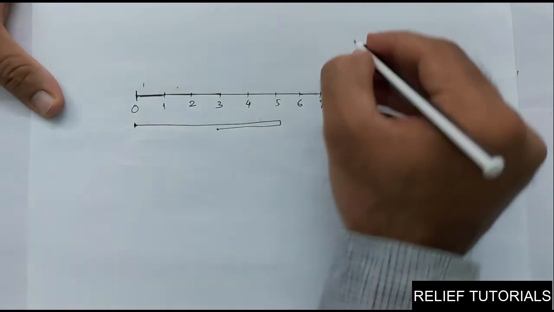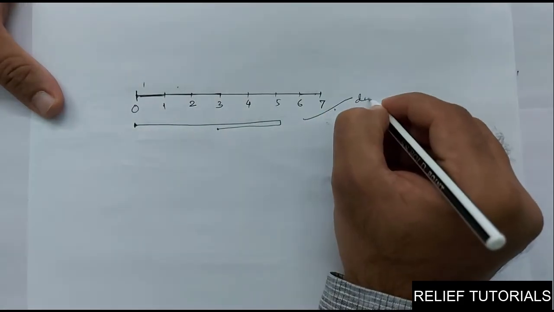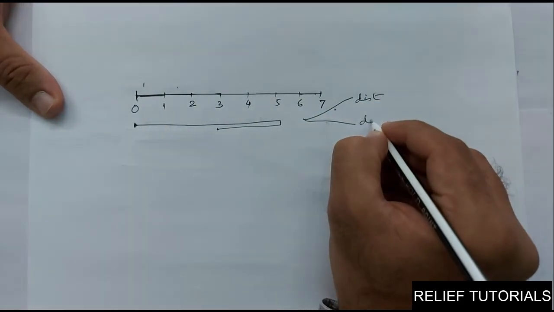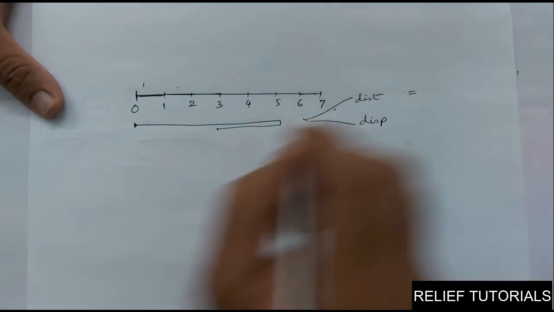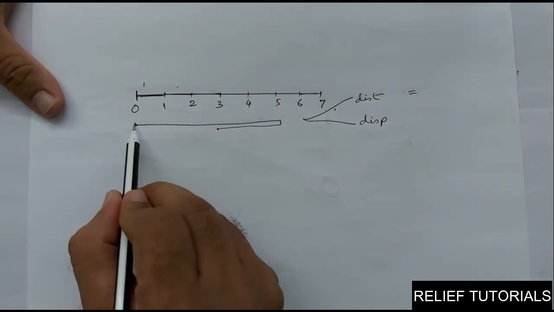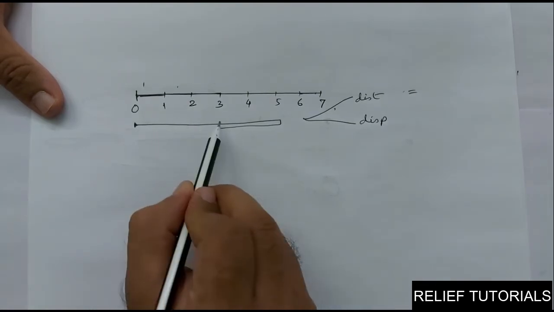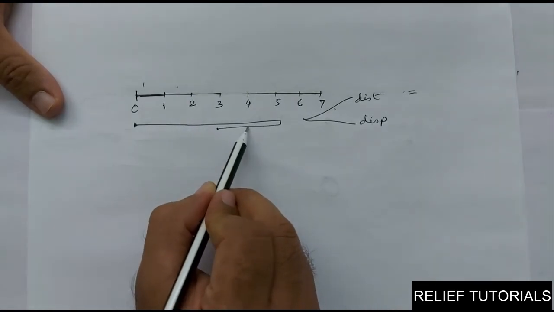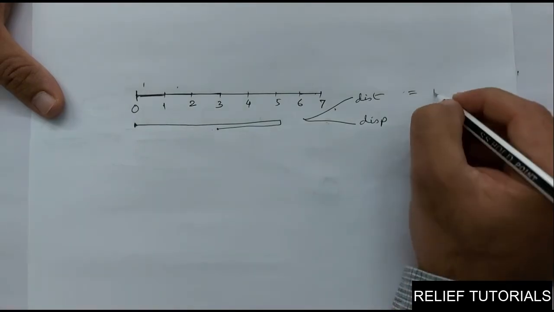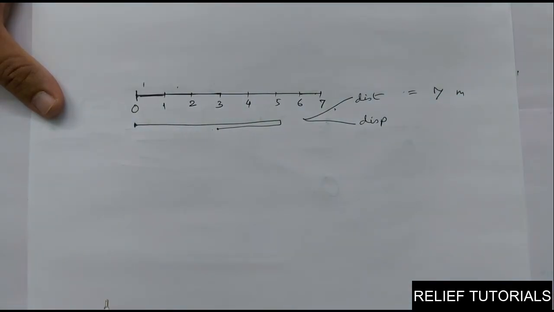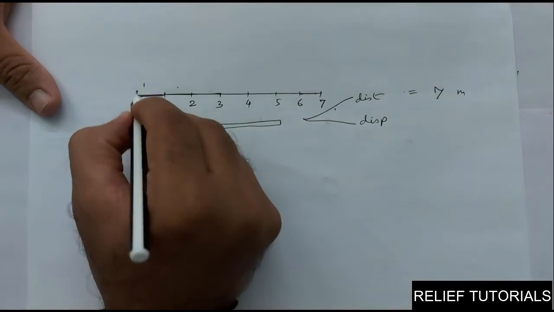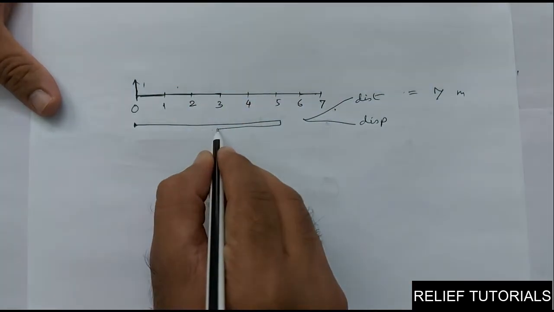Now in this case, what is the distance and displacement? So distance means length of the path. So it is 1, 2, 3, 4, 5, 6, 7. So distance traveled is 7 meter. But displacement means straight distance between the initial point and the final point. So what is your initial point? Initial point was 0. And what is your final point? Final point is 3.